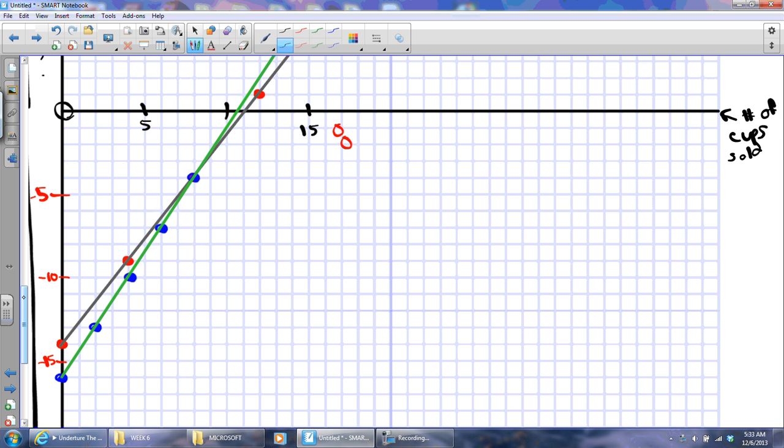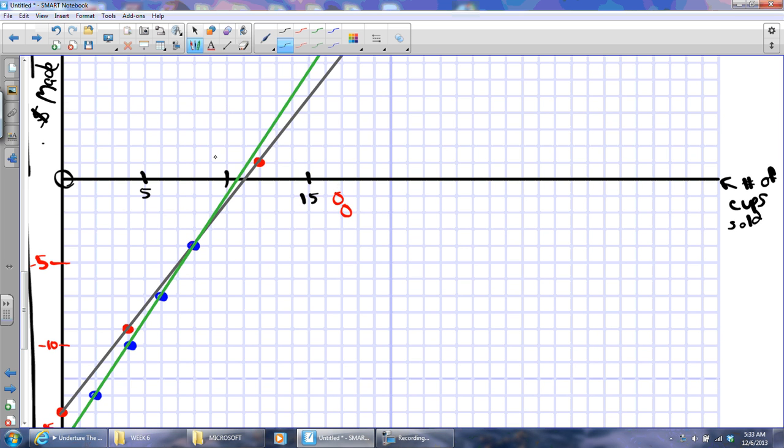That gray one looks like it's crossing. No, it looks like it's off a little bit. Maybe it's just more than 11. Looks like the green one won't make a profit until they sell their 11th cup. Okay. 11 cups for profit. Right? See, because 11 would be right here.